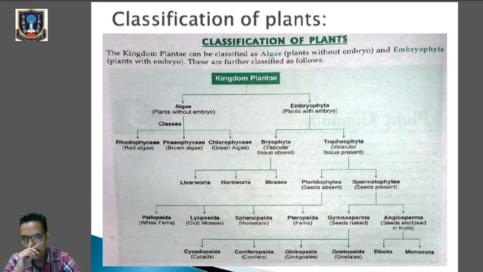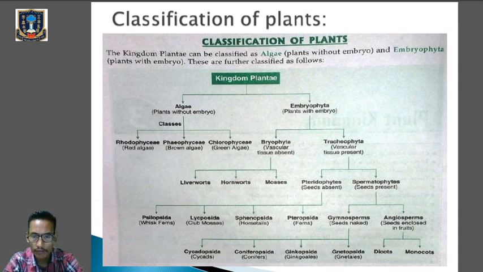Now algae is further classified into three classes. They are Rhodophyceae, red algae; Phaeophyceae, brown algae; and Chlorophyceae, green algae. Simultaneously, embryophyta, the plants with embryo, is further divided into Bryophyta, where vascular tissue is absent, and Tracheophyta, where the vascular tissues are present. Bryophyta is further classified into liverworts, hornworts, and mosses, and Tracheophyta is divided into pteridophytes and spermatophytes. Here, in pteridophytes seeds are absent, and in spermatophytes seeds are present.